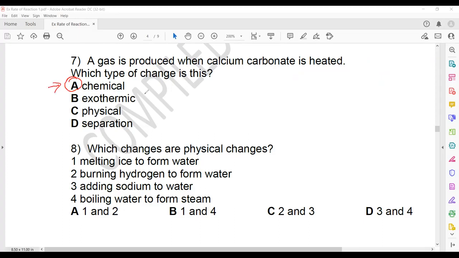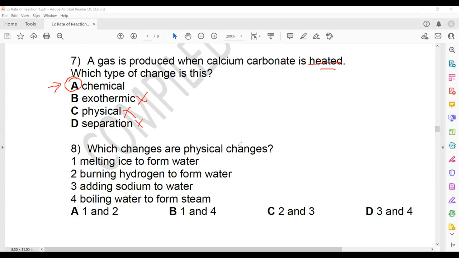Why don't we say exothermic? Because we are supplying heat energy. It's not exo, it is endo. It cannot be physical. Why? Because it is producing a gas. It's forming a new substance, and this is not a method of separation. So A is the right answer.